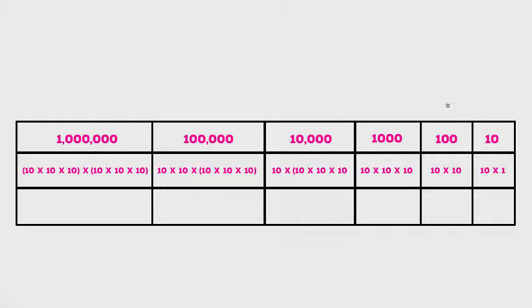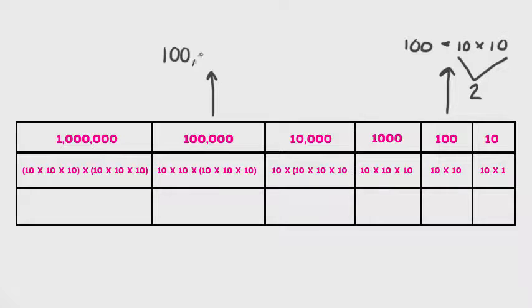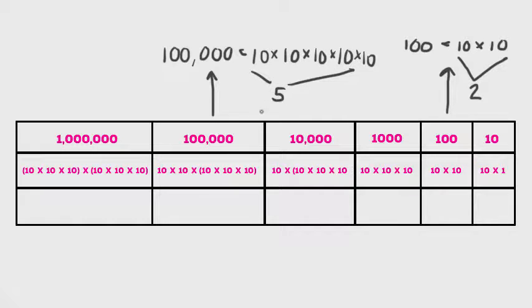So if we expand this up here, and then 100, we can say 100 is equal to 10 times 10. So how many factors of 10 are we using? Well, there are 2, right? There's 1 there and 1 there. So we have 2 factors of 10. Then if I went over here and asked, how many factors of 10 do we multiply when we get 100,000? 100,000 is equal to 10 times 10 times 10 times 10 times 10. So in this case, it would be 5 factors of 10.